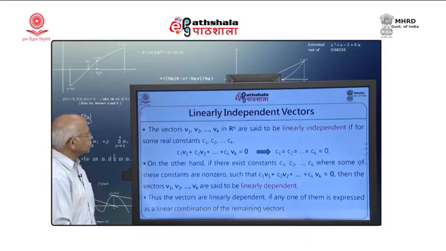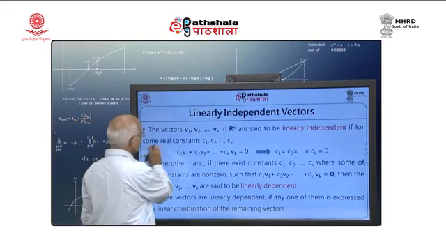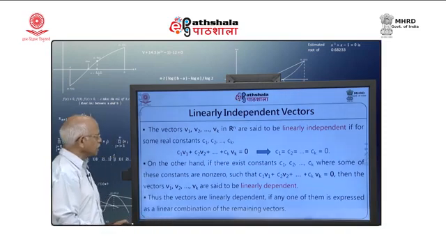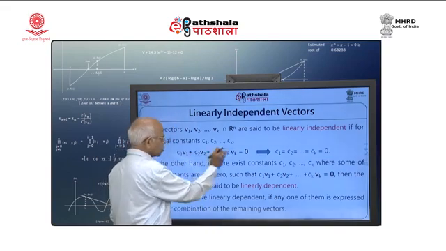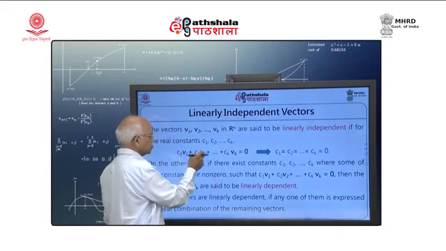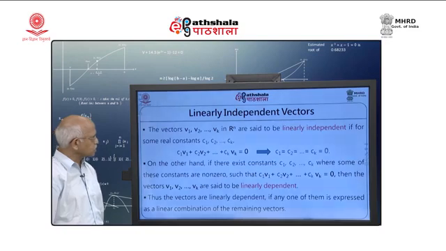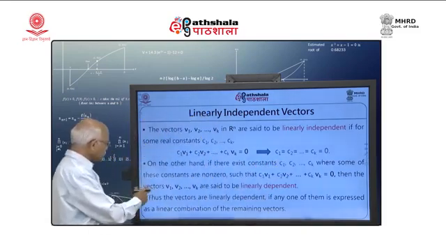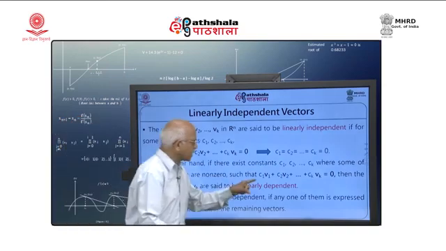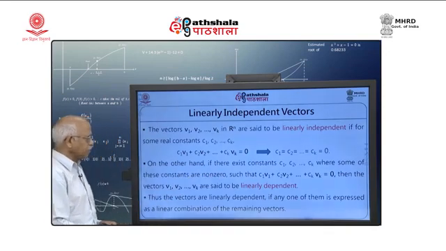The vectors v 1, v 2, v 3, ..., v k in R n are linearly independent if, for real constants c 1, c 2, ..., c k, the linear combination c 1 v 1 plus c 2 v 2 plus ... plus c k v k equal to 0 implies that c 1, c 2, ..., c k are all 0. In other words, if there exist constants c 1, c 2, ..., c k, where some of these constants are non-zero, such that the combination is equal to 0, then these vectors are said to be linearly dependent.